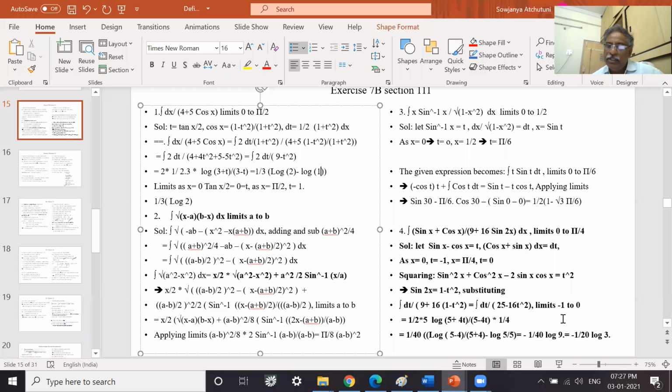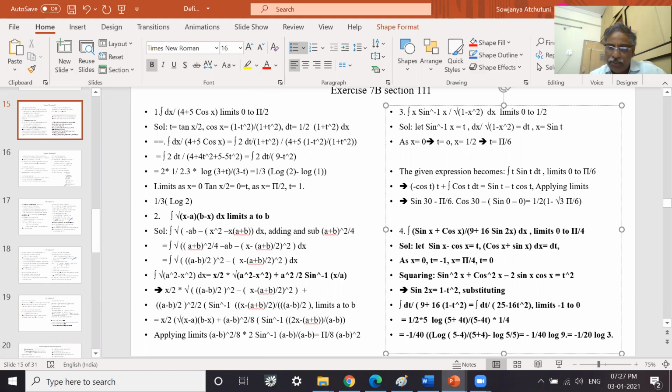Here first I have to apply the top limit 0, then the bottom limit minus 1. When I apply 0, log 1 goes to 0. When I apply minus 1, this is (5 minus 4) by (5 plus 4), this is log 1 by 9. So minus of this becomes plus, minus of log 1 by 9 becoming plus of log 9. Log 9 is log 3 square. 2 comes here. So 1 by 20 log 3 is the answer.